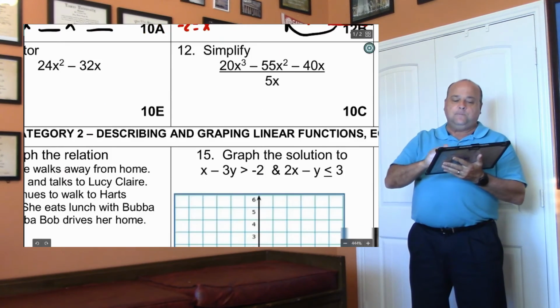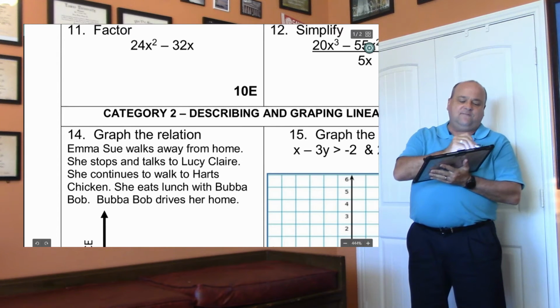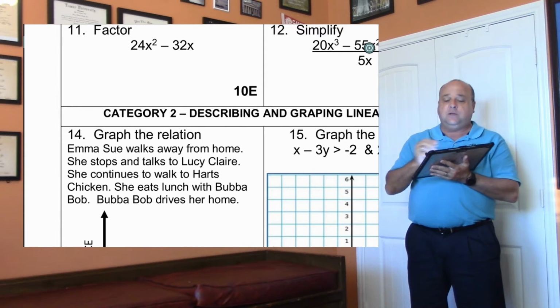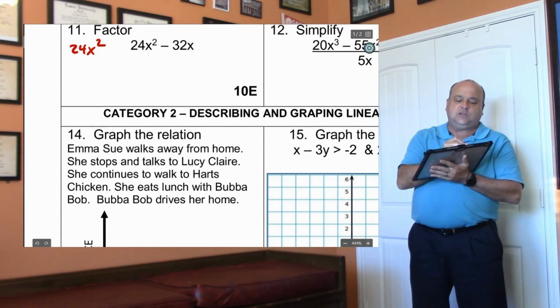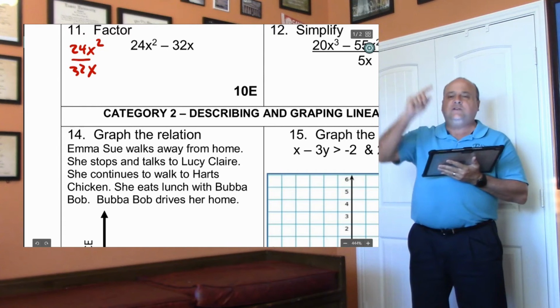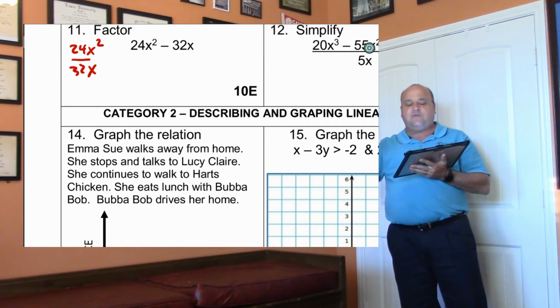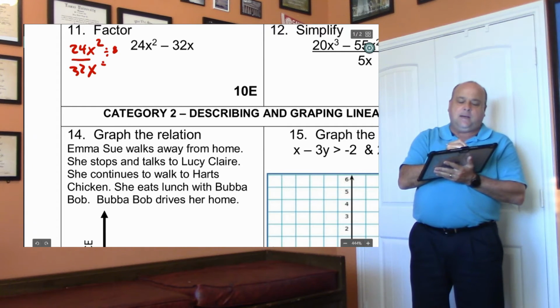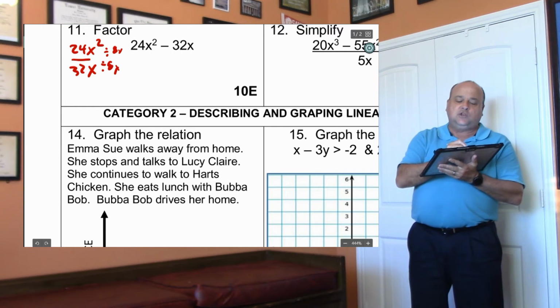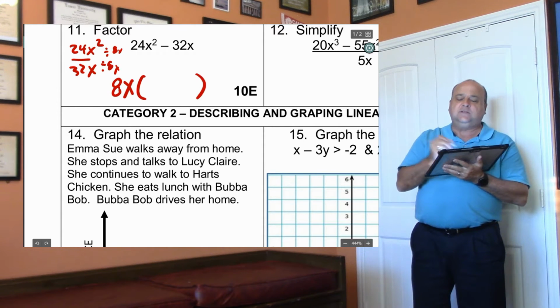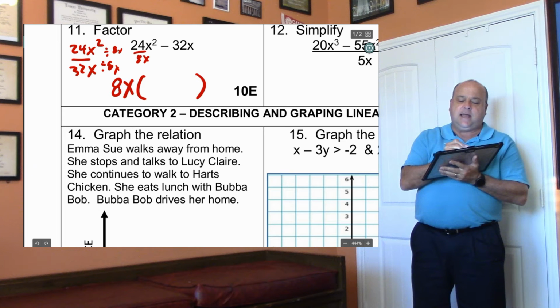Let's go to number 11. Okay, number 11, we're going to factor it. This is one of the harder things you'll do in this class all year. You should be getting better at this. So if you were to put 24x squared over 32x, what's the largest number that divides into 24 and 32? If you had to simplify that fraction, you would divide the top and the bottom by 8, wouldn't you? And you can also take an x out. They both have an x. So we're going to write down an 8x, start a parentheses, and then we're going to divide these by 8x, and then put your answers in here.